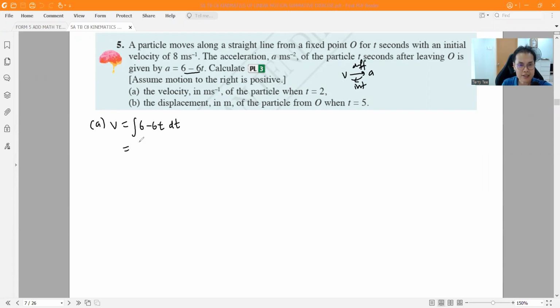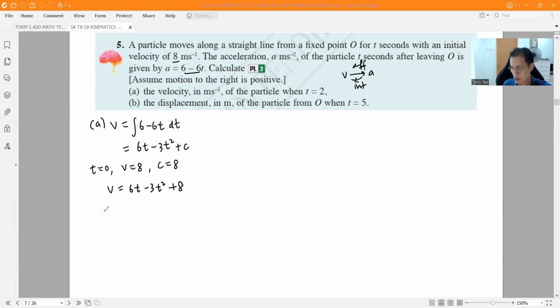So integrate 6, you get 6t. This one would be 6t squared over 2. 6 divided by 2 is 3. So I write 3t squared. Then you have to put a plus c. Now, when you start the clock, the initial velocity is 8. When you start the clock, t is 0. Your v is 8. So your c is 8. My velocity function is 6t minus 3t squared plus 8. Okay, so this is my velocity function.